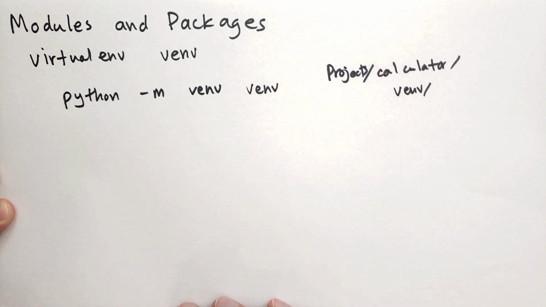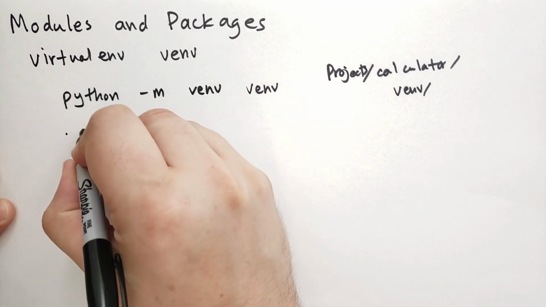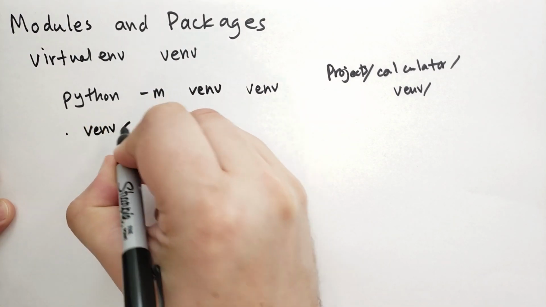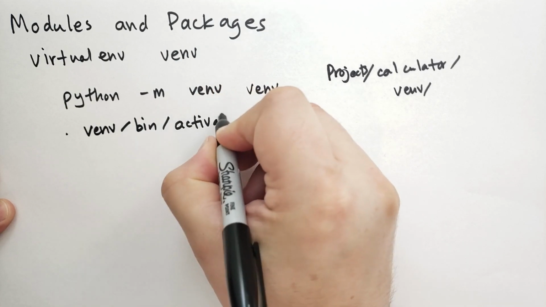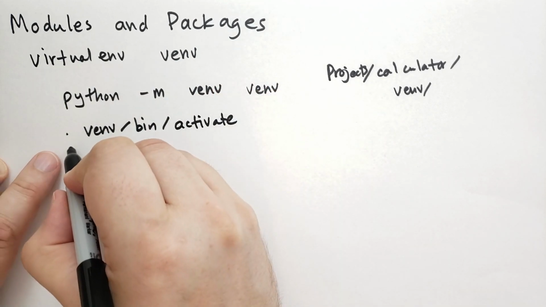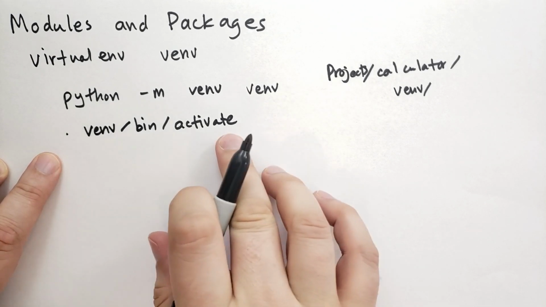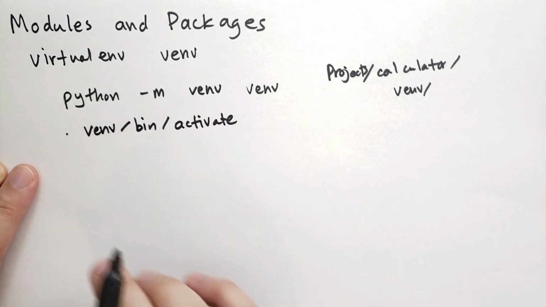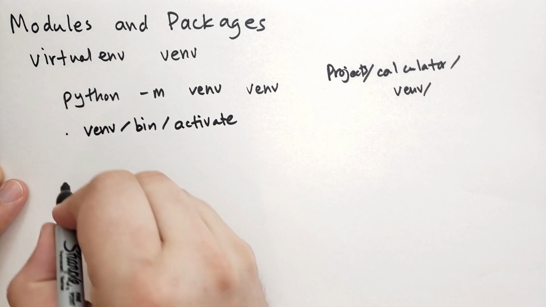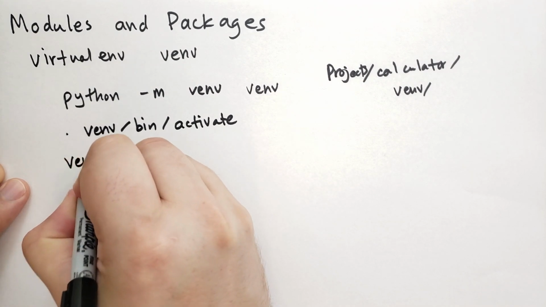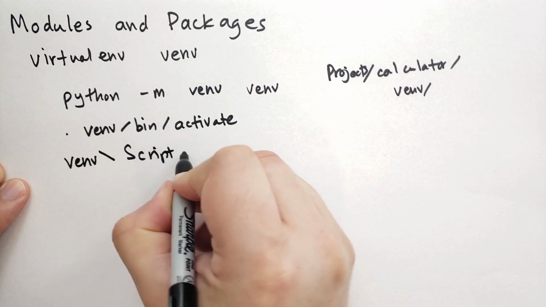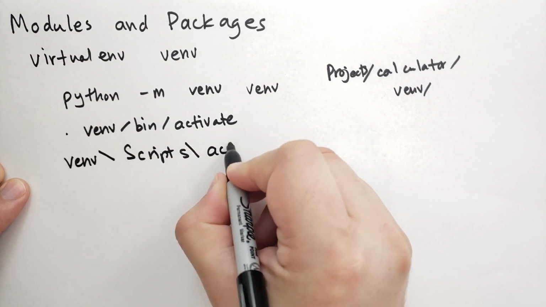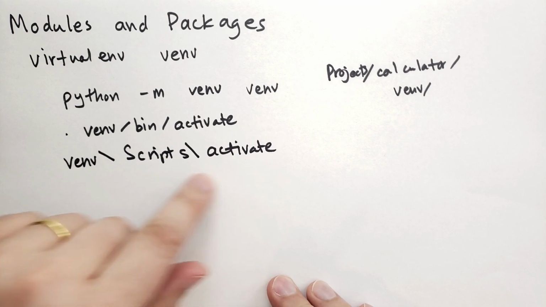Once you've created your virtual environment, it's time to activate it. So on Linux, you would say . venv/bin/activate. Another word for this dot is source. What this does is it runs the commands in this file as if it was running it from the shell itself. On Windows, you have to do it a little differently. You would say venv\scripts\activate. Note that you don't have to source this, you just run it.